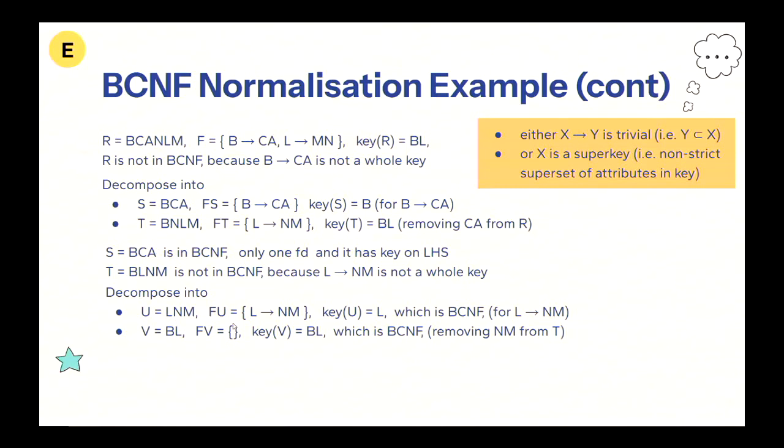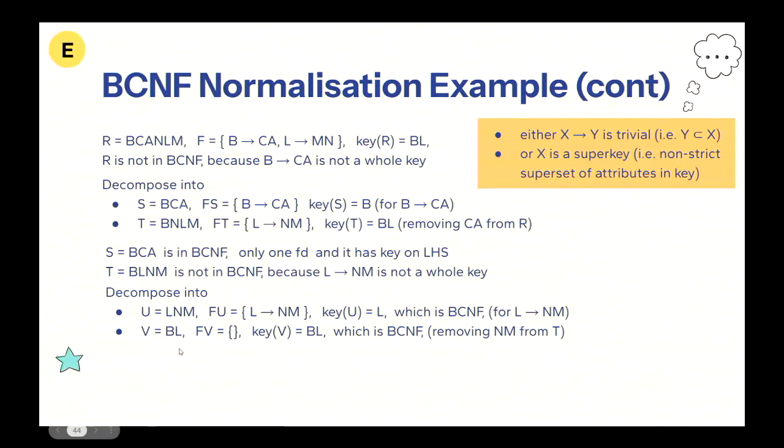So in this case, now we have table U and V. For table U, the functional dependency is L determines N and M, inherited from table T. But this time, the key is only L. And it can fulfill the second condition here. So table U is in BCNF. And for table V, there are no functional dependencies in this table, and the key is B and L. Since there are no functional dependencies here, it doesn't violate BCNF. So that's why it is also in BCNF.